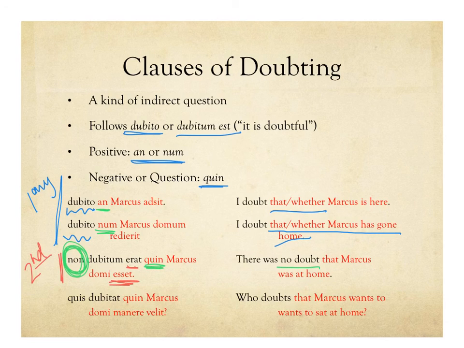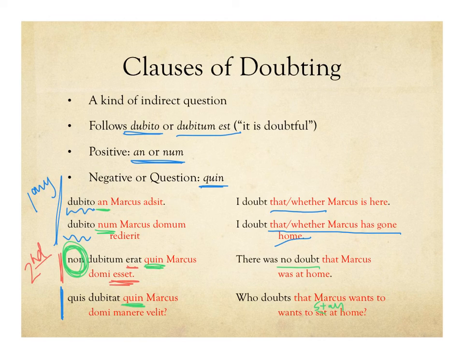Quin Marcus domi esset. And here we're back to primary, but I wanted to show you an example of a question and how the question also uses quin, right? Quis dubitat quin Marcus domi manere velit? Who doubts that Marcus wants to stay at home? Oh, that should say stay. Okay. Who doubts that Marcus wants to stay at home? Not me, right? So quin indicates that we have a question, not that it's negative.